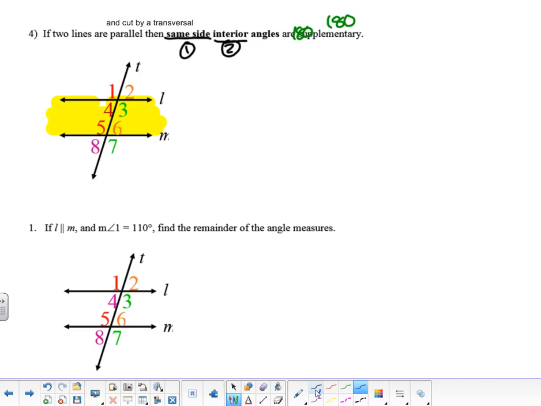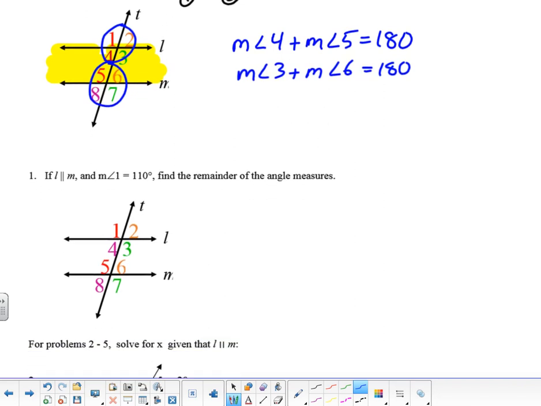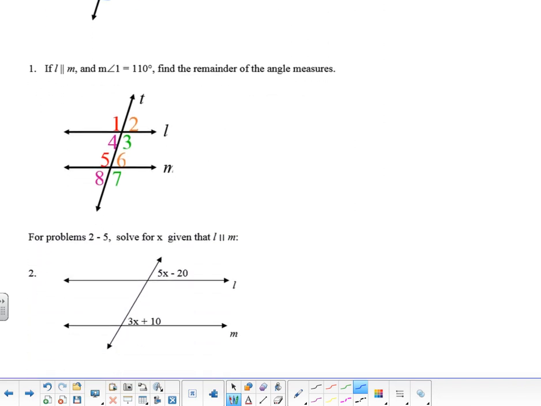So what can we conclude here? The measure of angle 4 plus the measure of angle 5 equals 180. And the measure of angle 3 plus the measure of angle 6 equals 180. Again, keep in mind, one of the angles always has to come from the top grouping. One of the angles has to come from the bottom grouping. All right? So those are the types of angles that we have in specific angle pairs. Now we're going to do some problems to solve them.